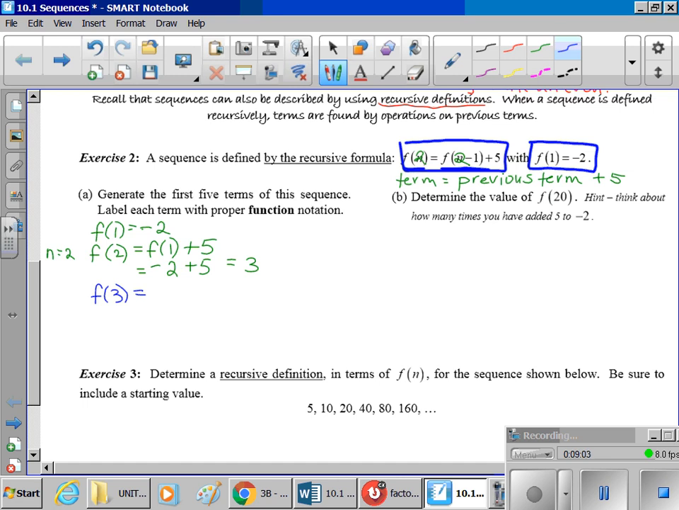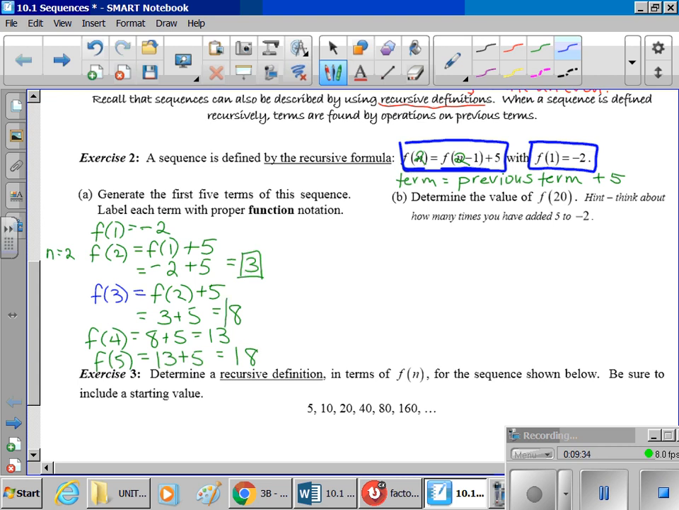So f of 3 is equal to f of 2 plus 5. So f of 2 was right here. So this is equal to 3 plus 5, which is equal to 8. So f of 4 is equal to the previous term plus 5, which is 13. And f of 5 is equal to the previous term plus 5, which is equal to 18. All right, so there's f of 2, f of 3, f of 4, f of 5.